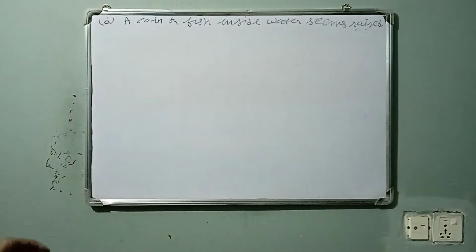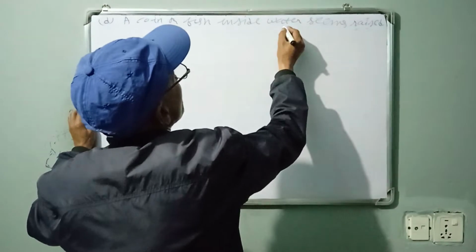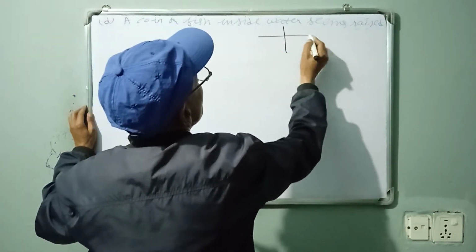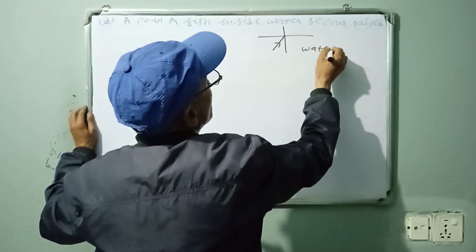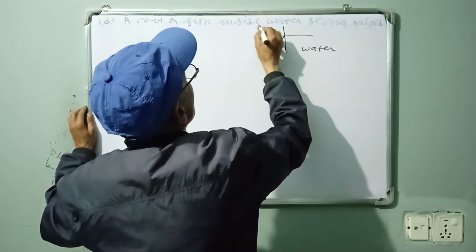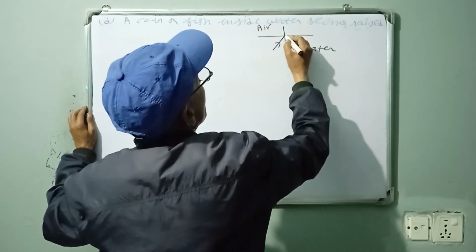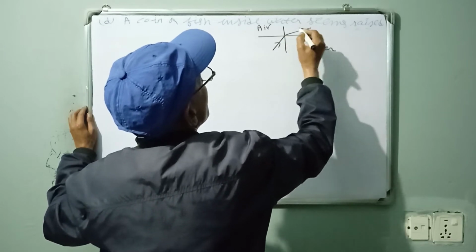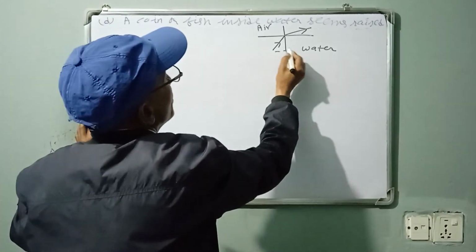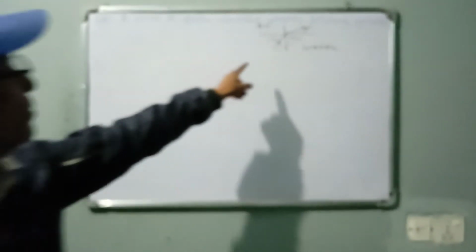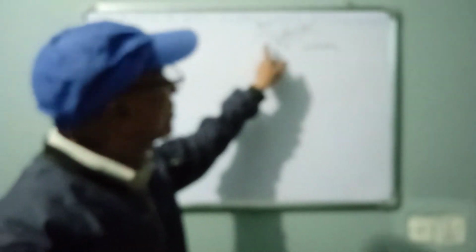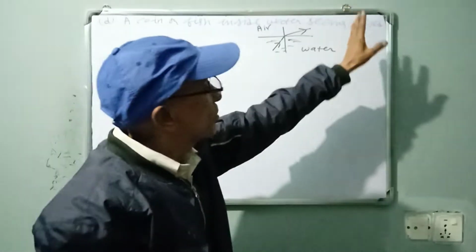A coin or fish inside water seems to be raised. First of all, I draw a simple diagram for this. Suppose this is water, dense medium. This is air, rare medium. सीधा लगाएर अब के हुन्छ, away from the normal हुन्छ. See, when light travels from water to air, what happens? The refracted ray is bent away from the normal.